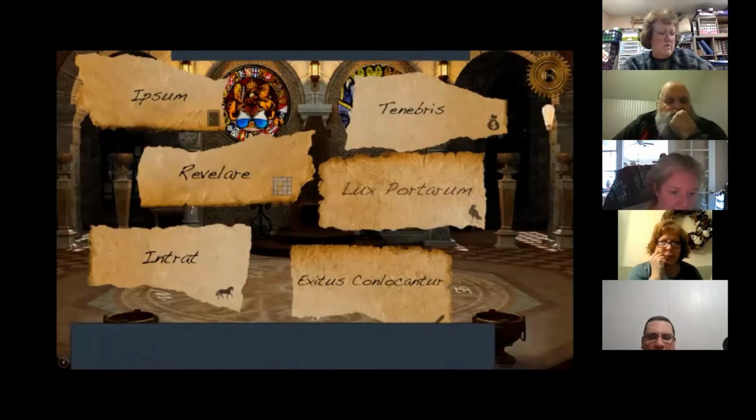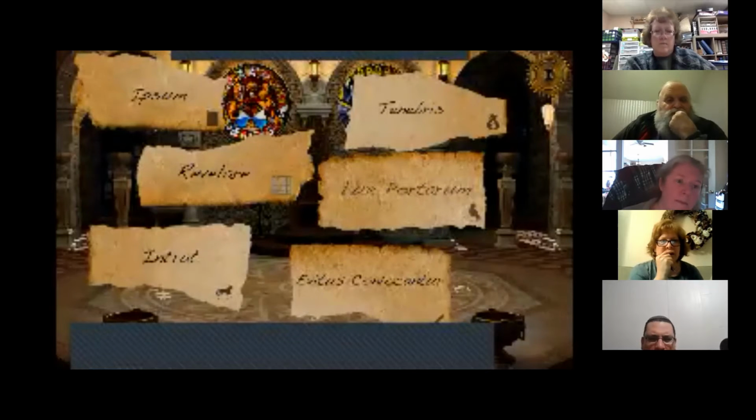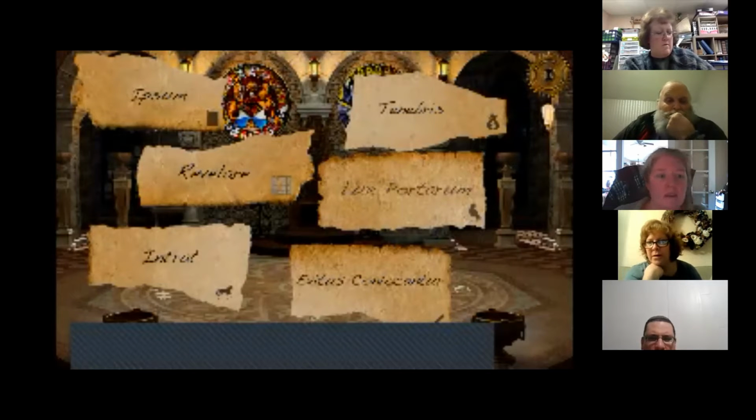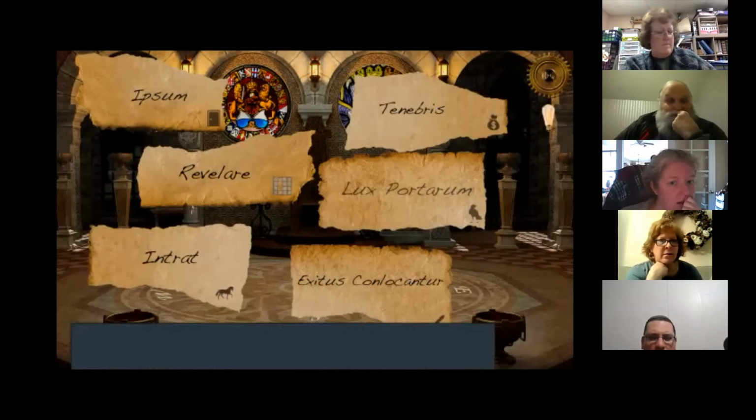Looks like Ipsum's the bottom right. Yeah. Revelair's bottom center. Then, no, Revelair's bottom left. This is testing a few of your senses, so I think maybe the things that you hear. I know earlier someone said that we heard broken glass and a horse neighing. Yeah. Right. It looks like Revelair is supposed to be a window, the symbol.